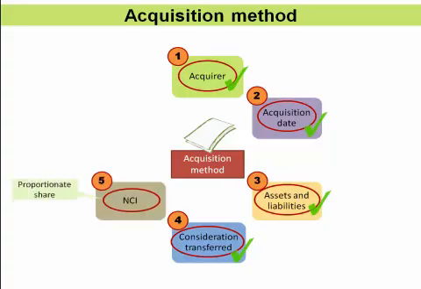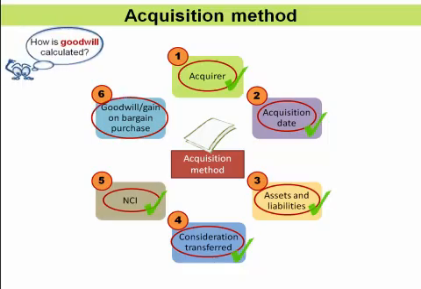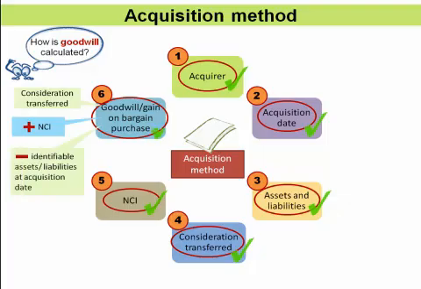The fifth step is to measure non-controlling interest. NCI can be measured at the proportionate share of the acquiree's net assets or at fair value. The last step is to measure and recognize the goodwill or gain on bargain purchase. Goodwill is calculated as the consideration transferred plus NCI less the identifiable assets and liabilities at acquisition date.